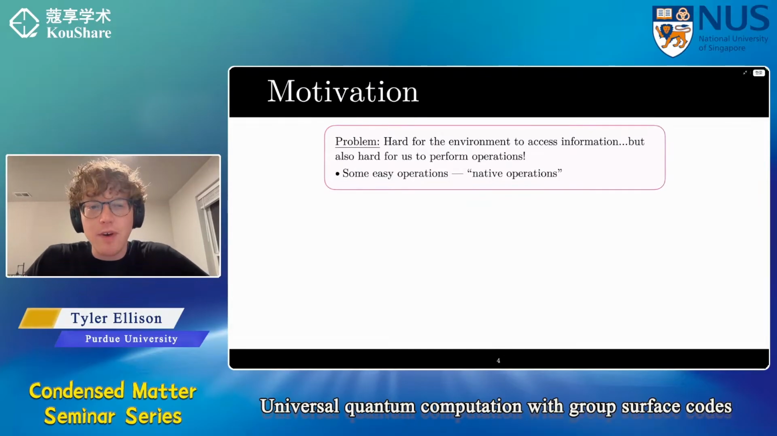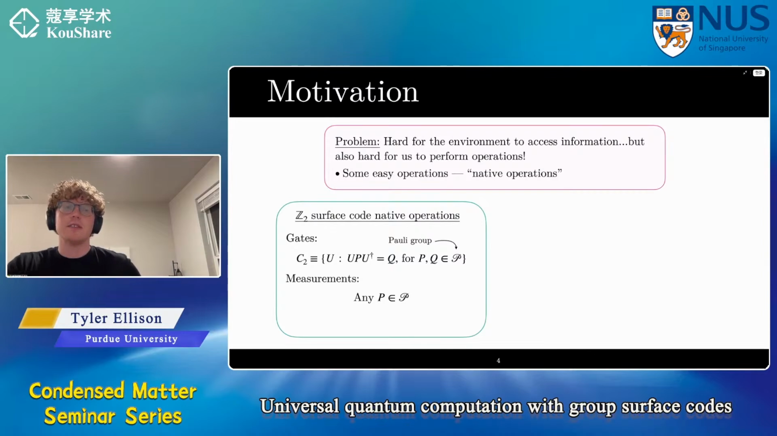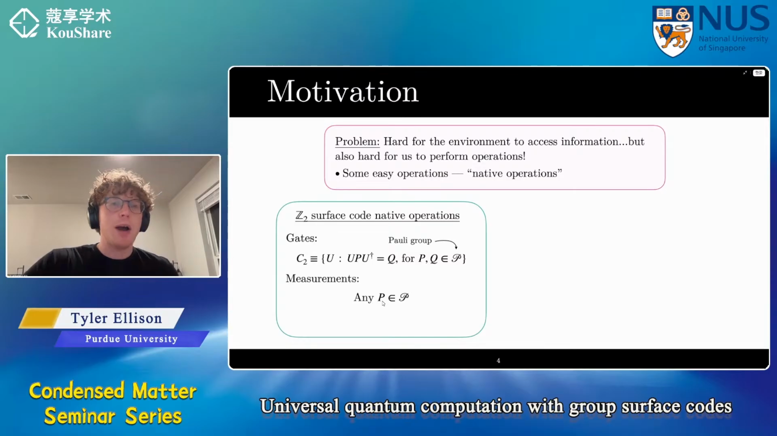although it is hard for the environment to access the information, it is such that if you conjugate a Pauli operator P by the unitary, you get out another Pauli operator Q. So these are unitaries that map Pauli operators to Pauli operators by conjugation. There are also a number of measurements that can be performed natively in the Z2 surface code. In fact, we can measure any Pauli operator or product of Pauli operators in the Z2 surface code.